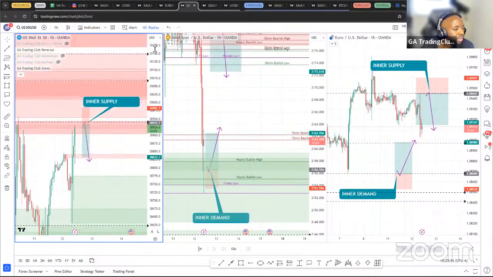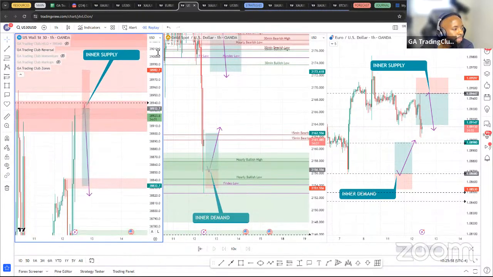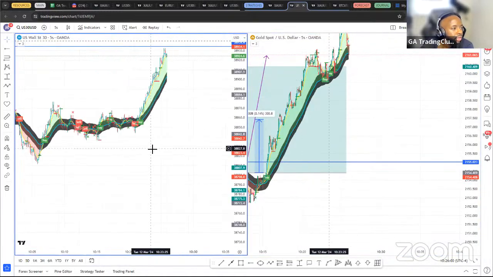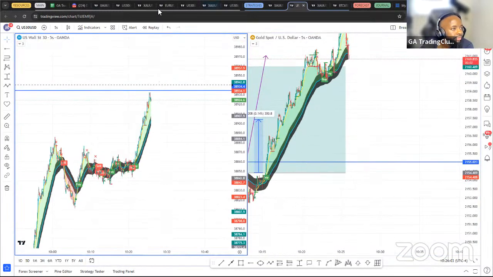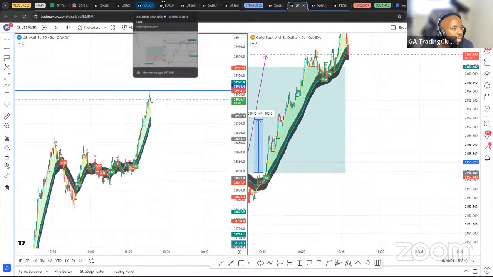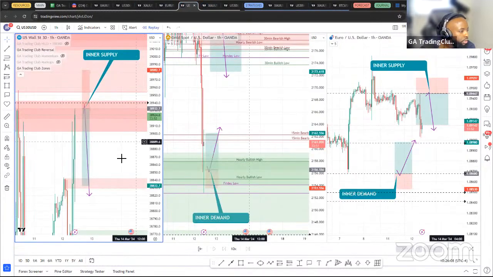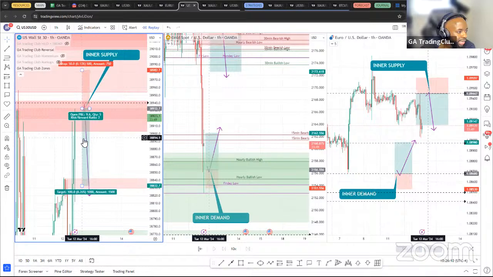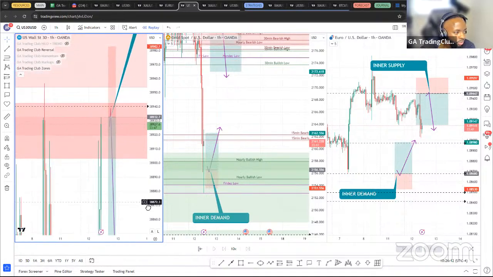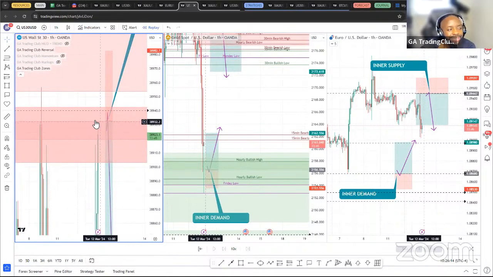So I'm liking this US 30 sell here. Let's see. I'm liking the US 30 sell on that 1 hour time frame. So it's tapped exactly that zone. So this is what we want, right? We want to see price tapping exactly our zone.